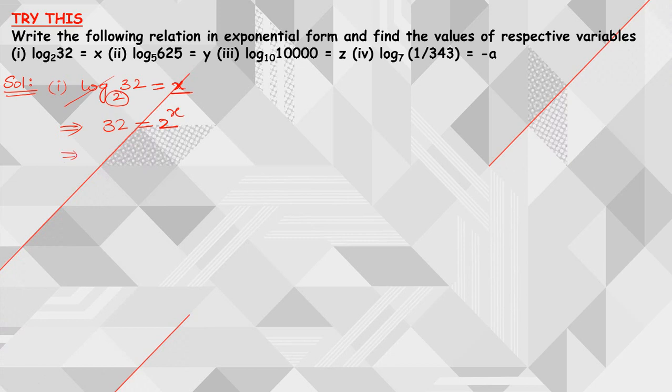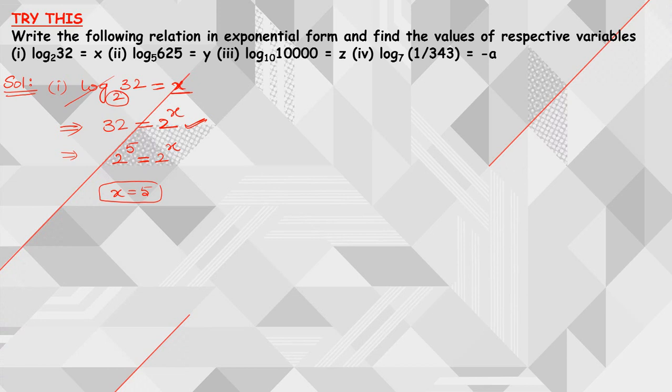Now already we know 32. So 32 is nothing but 2 power 5. So at least you need to remember the values till 2 power 10 or 2 power 12, right? So 2 power 5 is equal to 2 power x. So from this I can say x is equal to 5. So likewise we can find it out, and this is nothing but the exponential form of the given function, right?